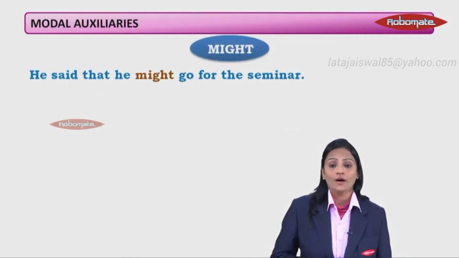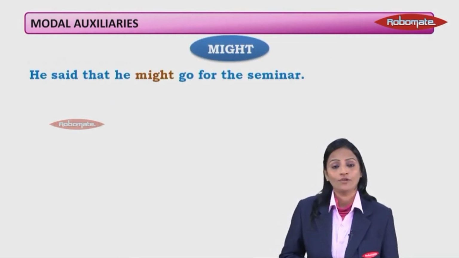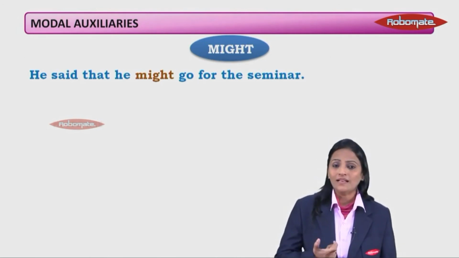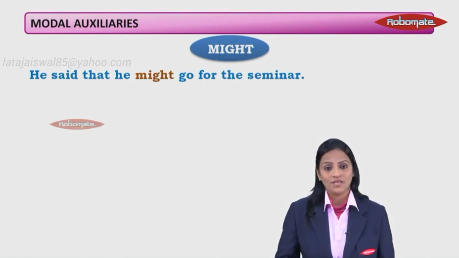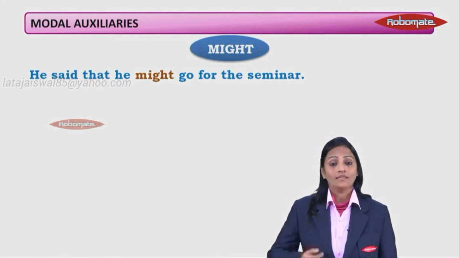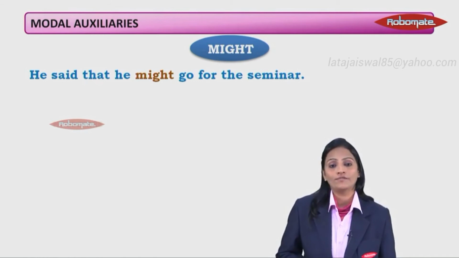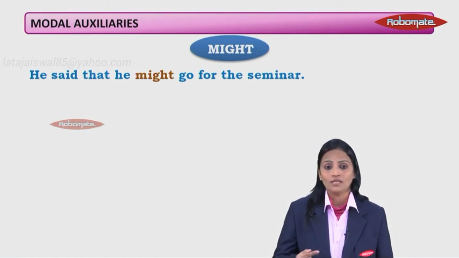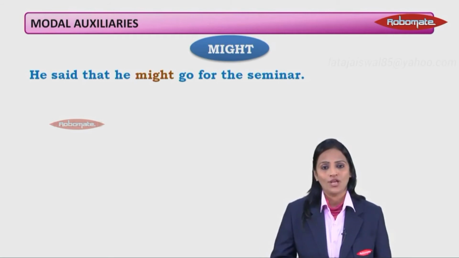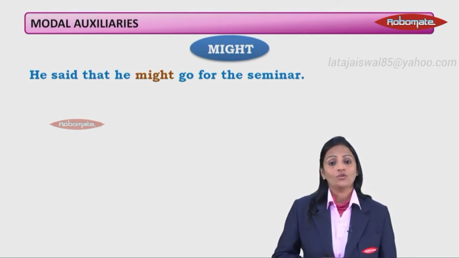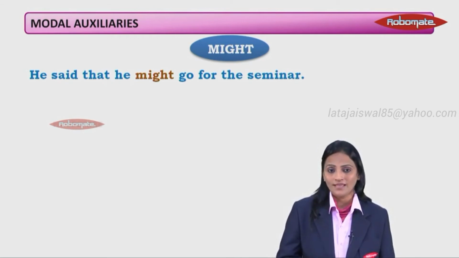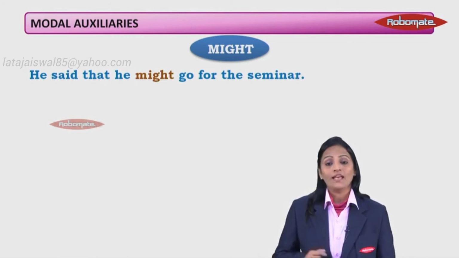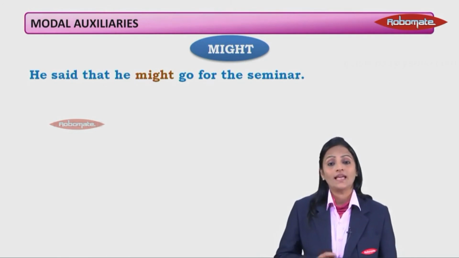Might. Now here, he said that he might go for the seminar. Now in this case, students, he said that clearly indicates it is reported speech. It is indirect speech. That means, if you remember your rules of direct and indirect, we have learnt there that the modal auxiliaries will change when you change from direct to indirect. So surely here the might is changed from may. So it has been changed from may. He said that he might go.